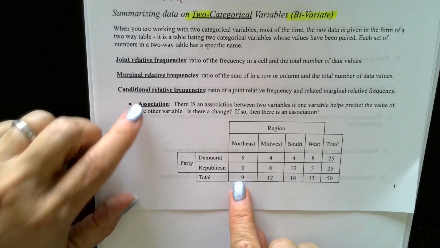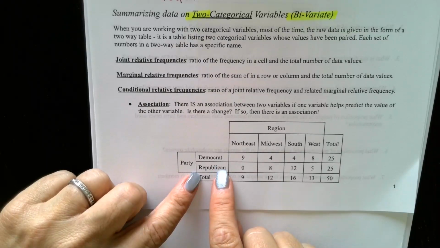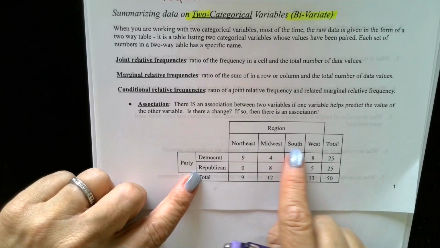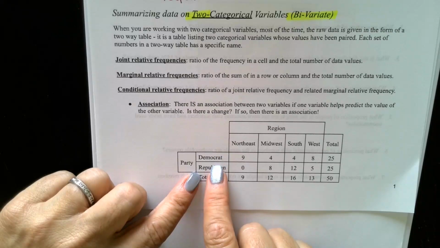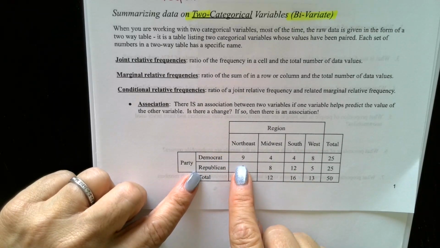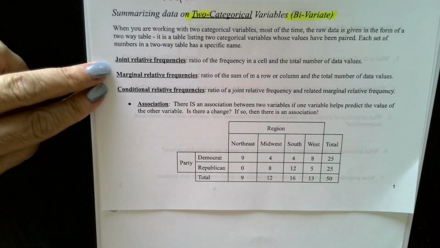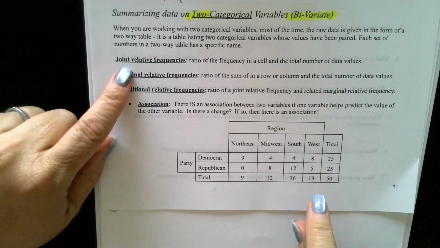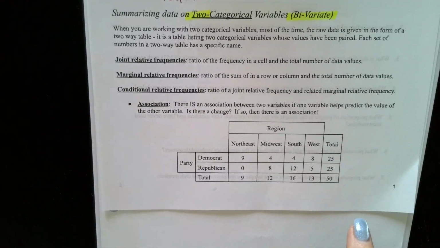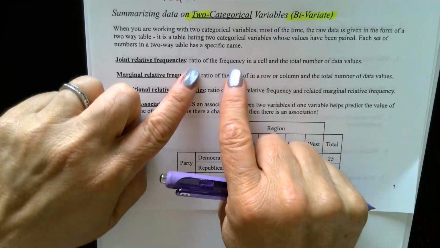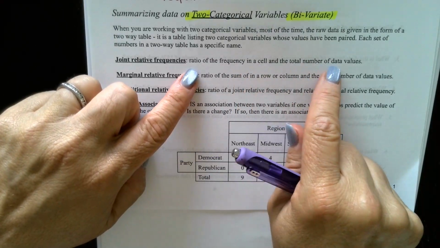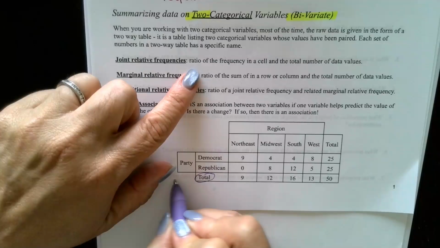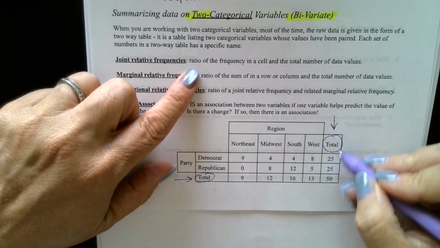If we look at this data, it's a couple of different things. We've got Democratic and Republican Party, and then we have different regions of the country. So this is one set of data, and this is the other set of data, and it all goes together in this table. Within this, we have 3 different types of frequencies that we can pull out. The first one would be a joint frequency. If we have a joint frequency, it says that the frequency in a cell and the total number of data values. Well, here's the total. The total's down here on the bottom, so here's my total, and it goes this direction. And then this is also my total, and it goes in this direction.